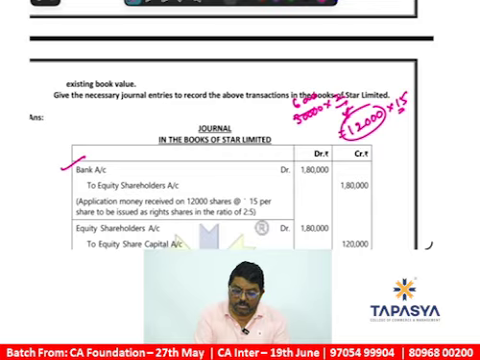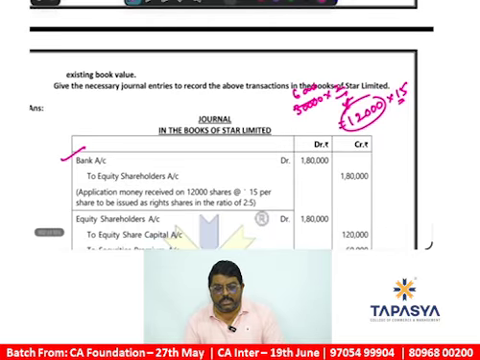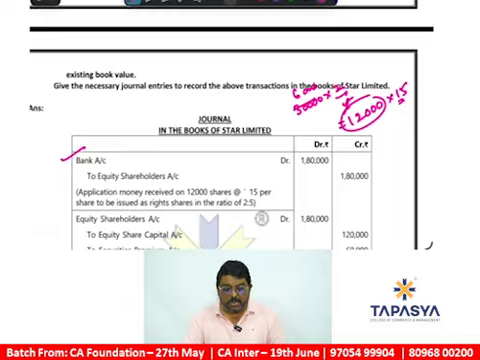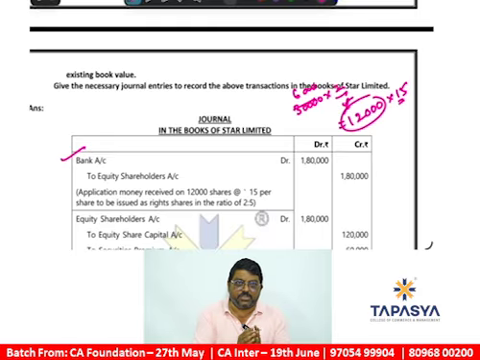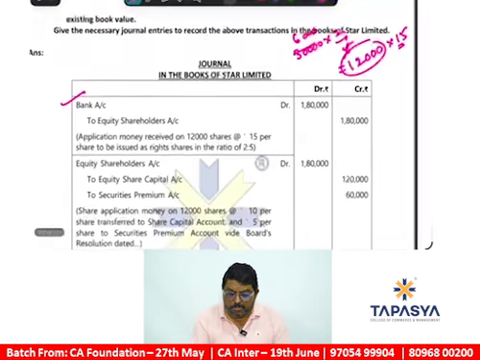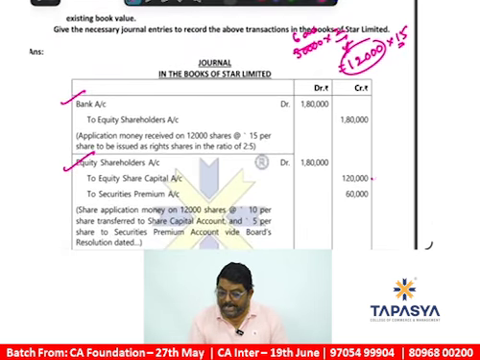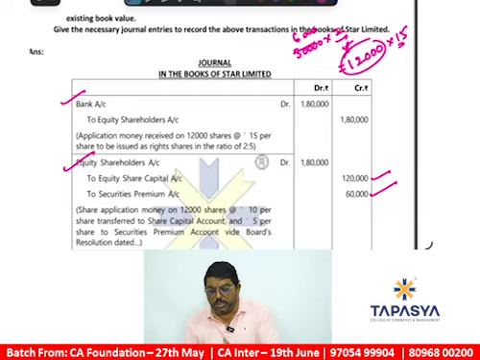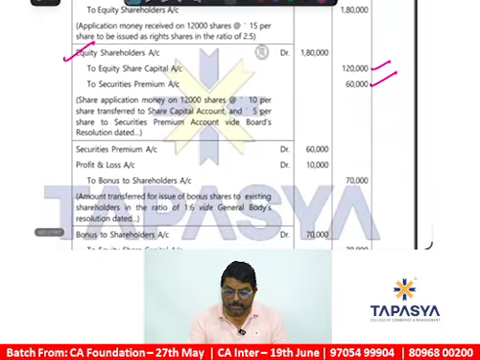Generally whenever you receive money we write bank to share application, but I am writing here bank to equity shareholders because I am receiving money from my existing shareholders. So I am going to write bank to equity shareholders 12,000 into 15. Equity shareholders account debit, 10 rupees will go to share capital, 5 rupees will go to premium. 12,000 into 10, 1,20,000. 12,000 into 5, 60,000 security premium.